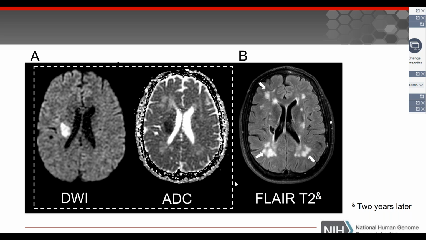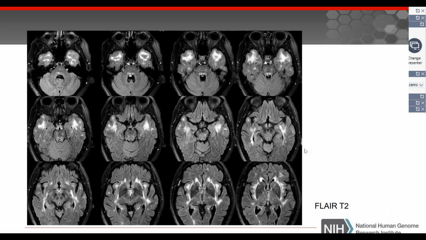This would be another patient. This is a patient who, again, presented with left-sided weakness in the emergency room setting, has those changes of an acute stroke, and then on a subsequent MRI, you can see the CADASIL-related white matter changes.